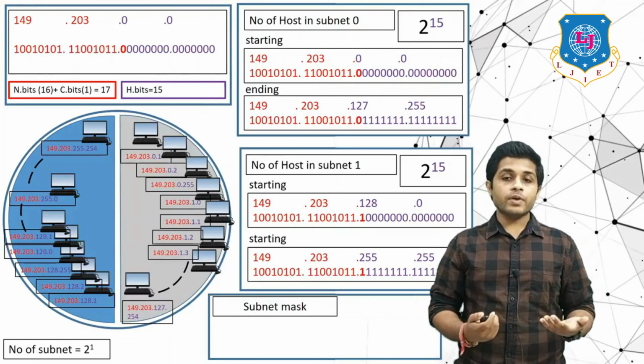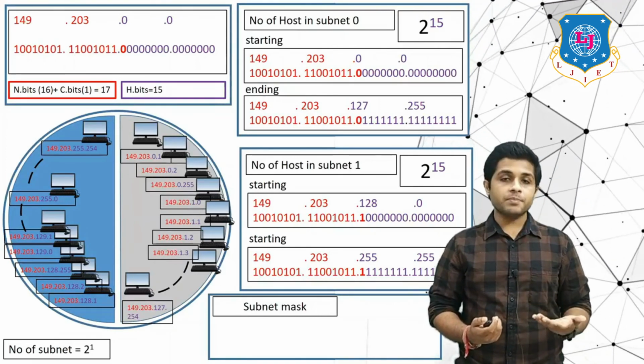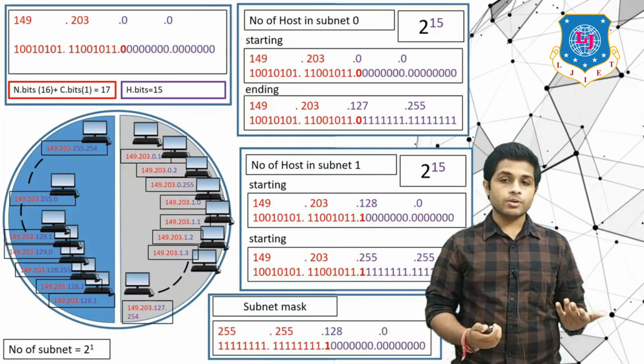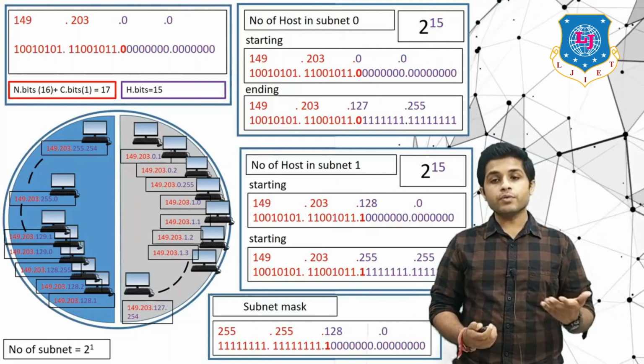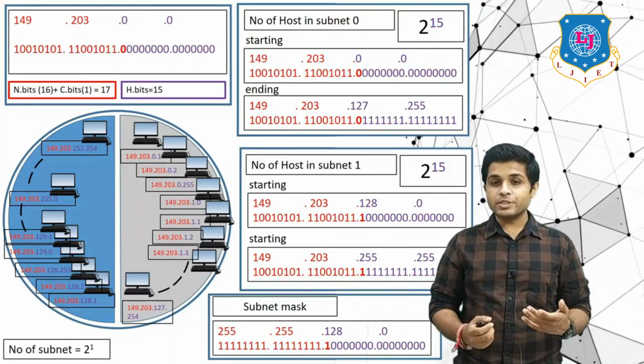Now I want to find the value of the subnet mask. To find the subnet mask, we will set all the network bits to 1 and host bits to 0. And you will get 255.255.128.0. So this is it for today's session.